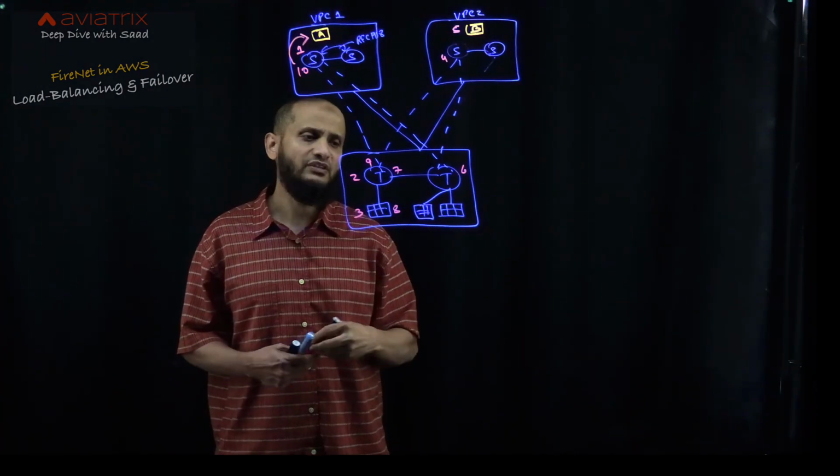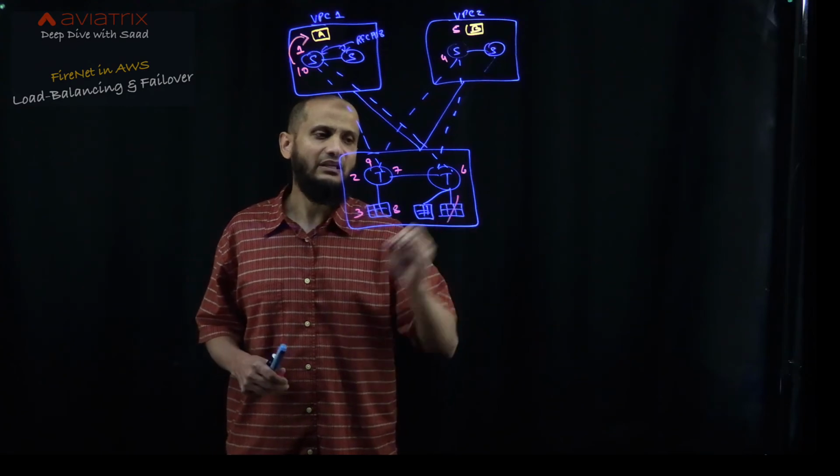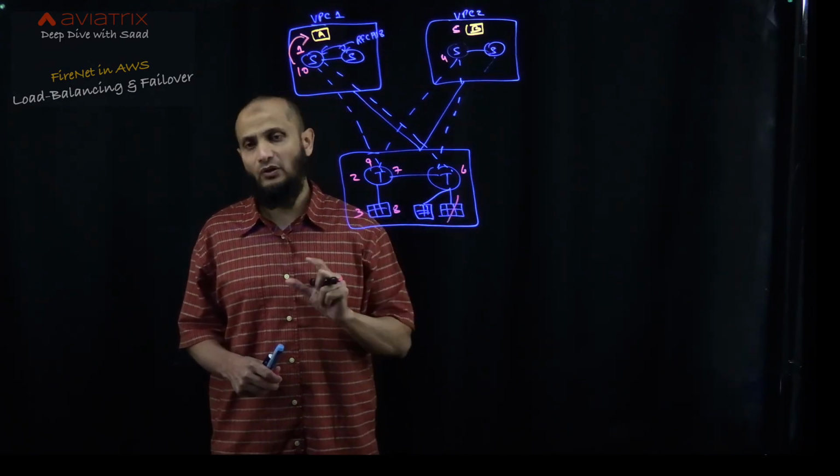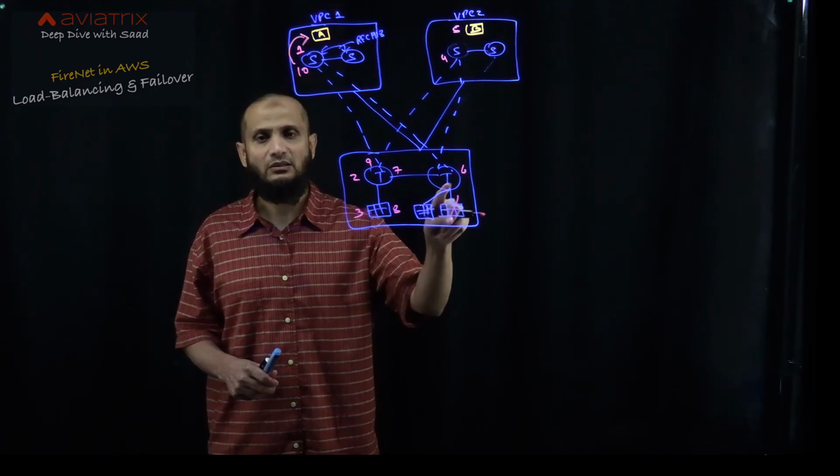If only one of these firewalls goes down, then the Aviatrix Transit Gateway is going to remove that particular firewall only from its load balancing algorithm. Aviatrix also has integration with AWS Gateway Load Balancer. Let's take a look at the architecture.